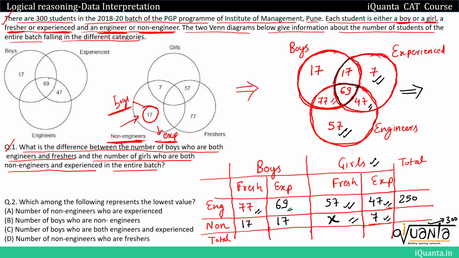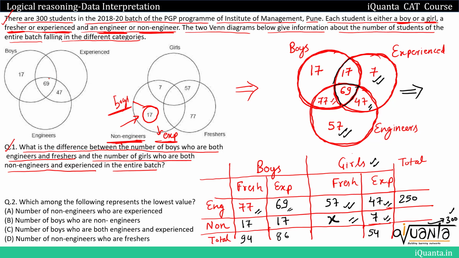Let us add up everything along the column. So if we come to freshers, 77 plus 17, it gives me 94. 69 plus 17, that gives me 86. For freshers, 57 plus X, we cannot write down the exact sum at the moment. And experienced will be equal to 47 plus 7, that means 54 over here.